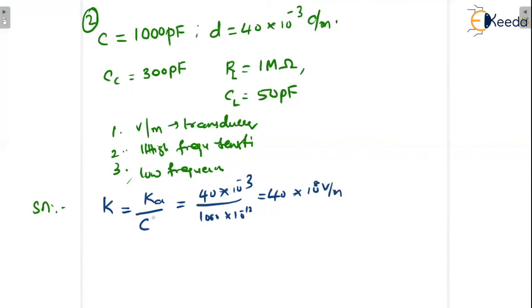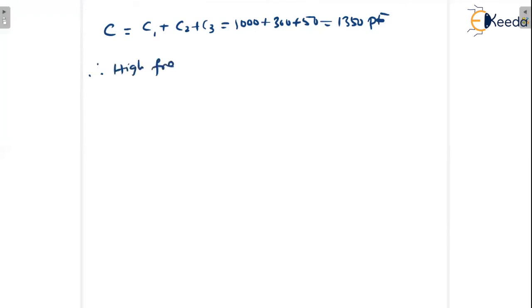And similarly, if you want the total capacitance, the total capacitance is all three capacitors, C1 plus C2 plus C3, given as 1000 plus 300 plus 50, that is 1350 picofarad. And therefore the high frequency sensitivity is equal to Ka by C, 40 into 10 power minus 3 by 1350 into 10 power minus 12. You can solve this.